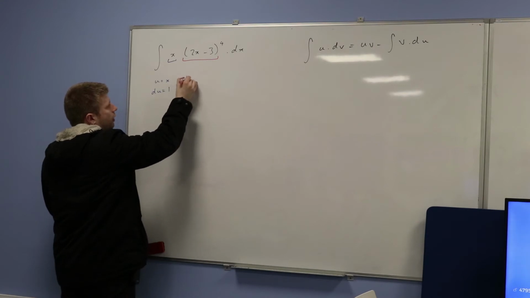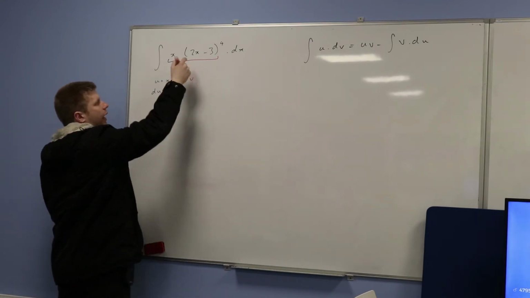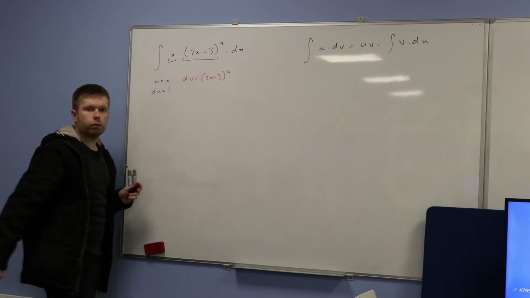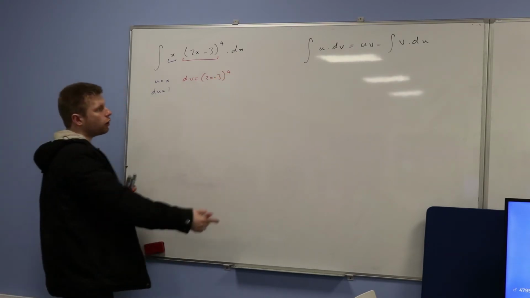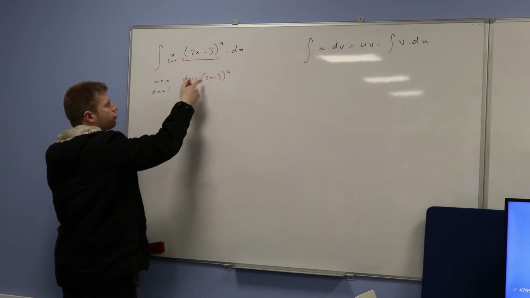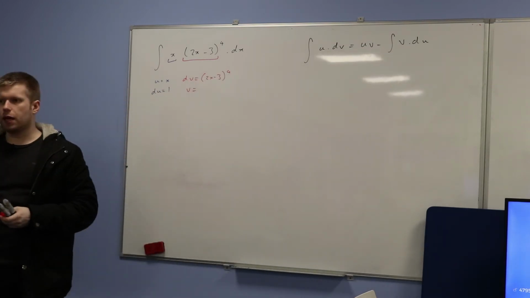Now have a look here. Because I've let u equal that, this one has to be the derivative of v. In other words, 2x minus 3 all raised to the power 4. Now if you have a look on the right-hand side, I need a v. So if that's the derivative of v, what's v going to be?